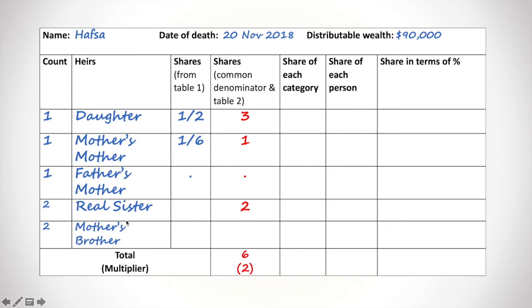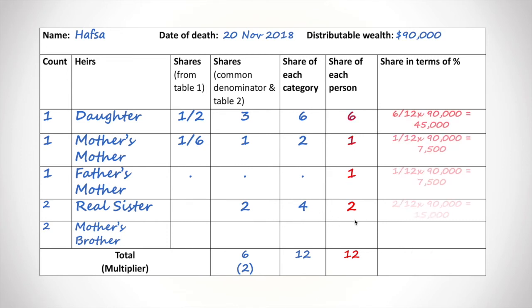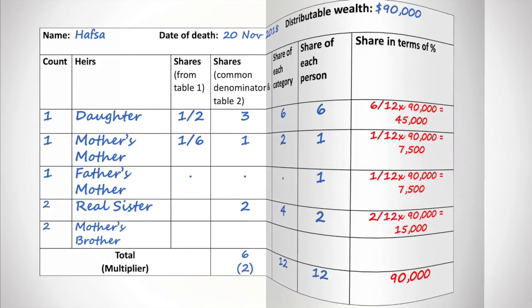We use 2 as a multiplier because we need to divide this 1 into 2 parts among mother's mother and father's mother, and then we move on. We get 6, 2, 4 out of a total of 12. The share of each person will be 6. Mother's mother will get 1, father's mother will get 1, and each sister will get 2. In the last column, we do our calculations and find out the actual value of their shares. In this way, we have solved the case. Let's move on to the next one.